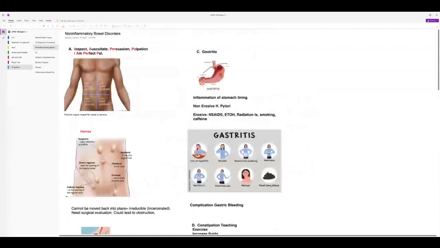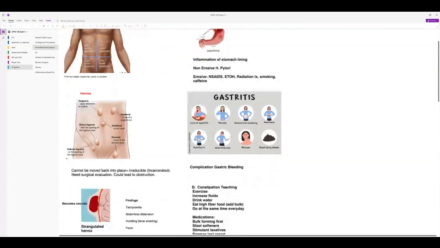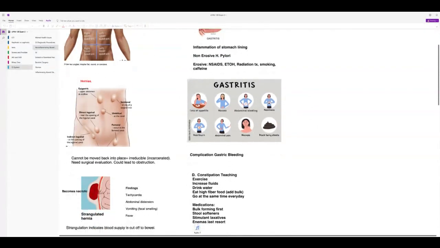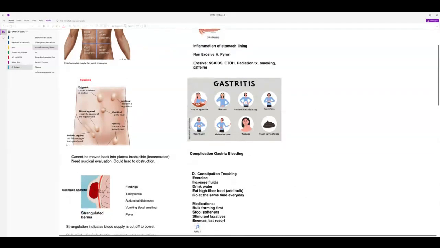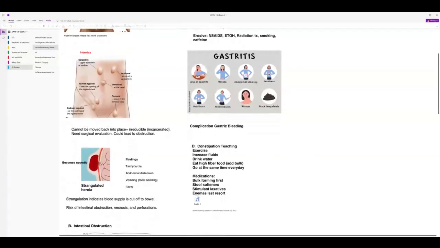All right, with non-inflammatory bowel disease, again, this is the order that you need to do the abdominal assessment. These are hernias. Now, hernias happen in a lot of different places. They could be incisional, inguinal, femoral, umbilical. If they cannot be moved back into place, we call that irreducible, so incarcerated, okay? They are going to need a surgical evaluation because that could lead to obstruction. And I'm going to talk about obstruction in a little bit because you're going to need to know the signs and symptoms of that.